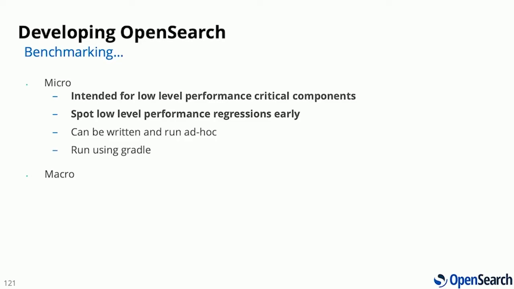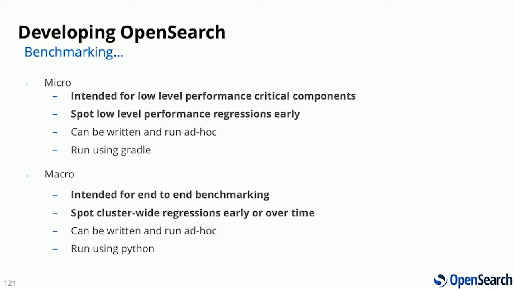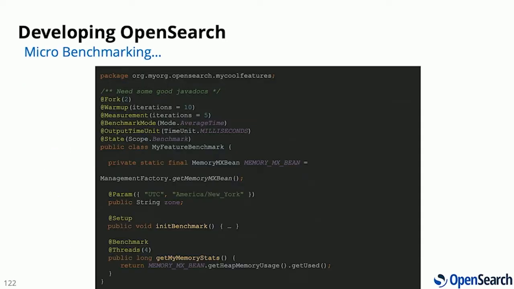and it's run using Gradle. I'll show you how in a second. Then there's macro benchmarks, which are intended to detect the boiling frog, long-running issues, right? So over time, am I long-term regressing my cluster? For a micro benchmark, it's really simple.